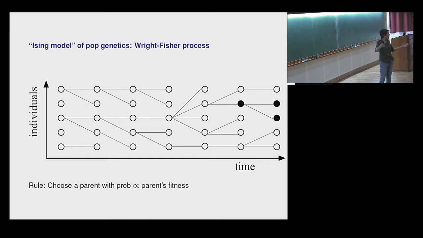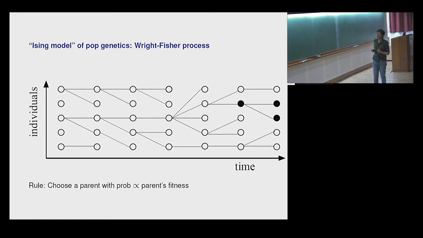But since the system has a finite carrying capacity, you will get lots of offspring, and then you remove half of them, or some number, according to the carrying capacity of the system. One way of implementing that is to say that the offspring chooses a parent with a probability proportional to the parent's fitness. So that's how these lines or links have been drawn.